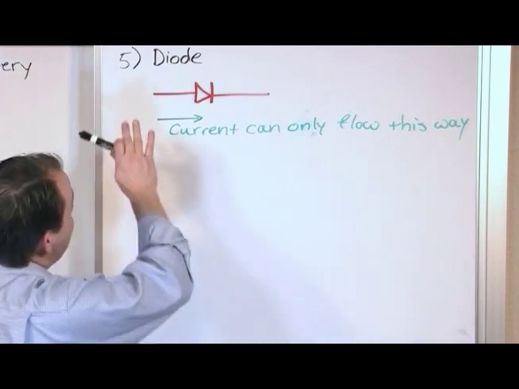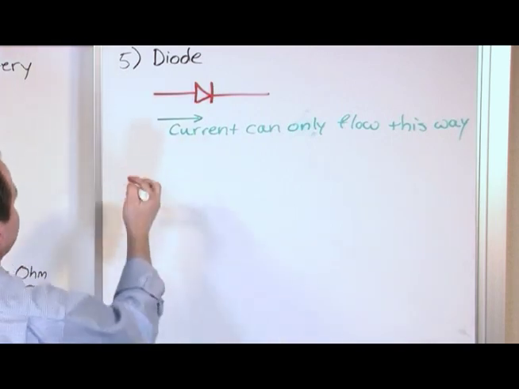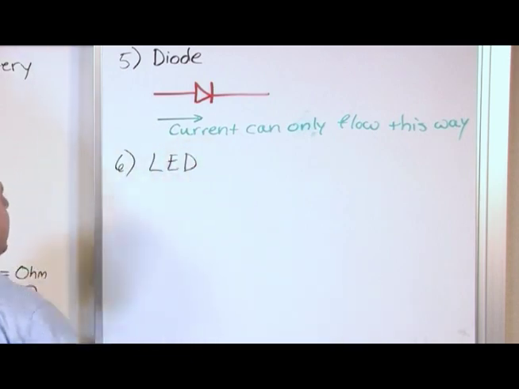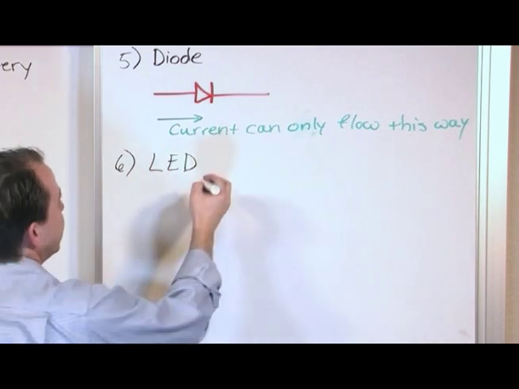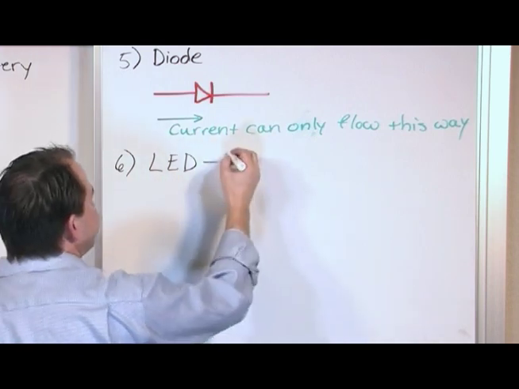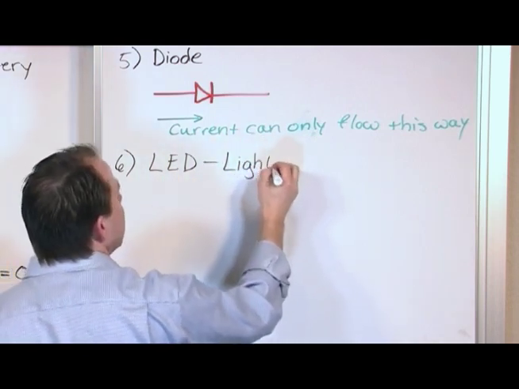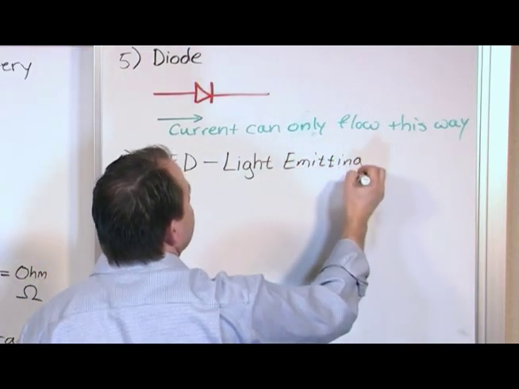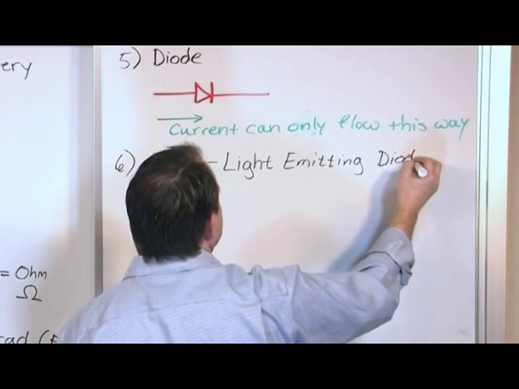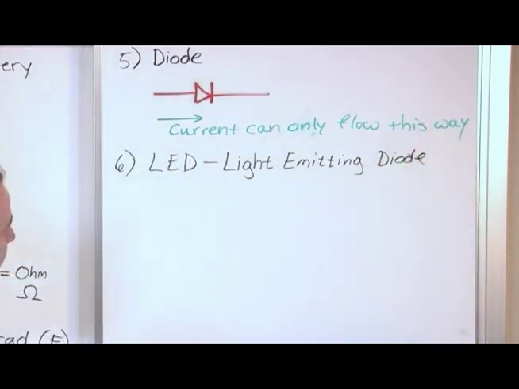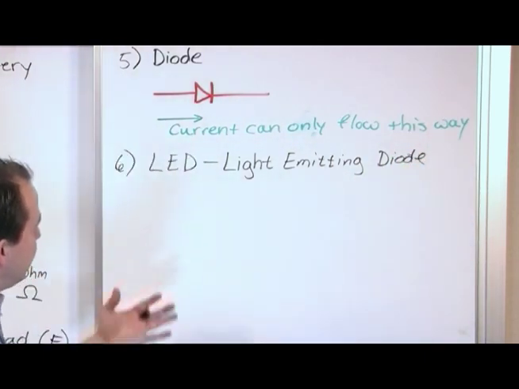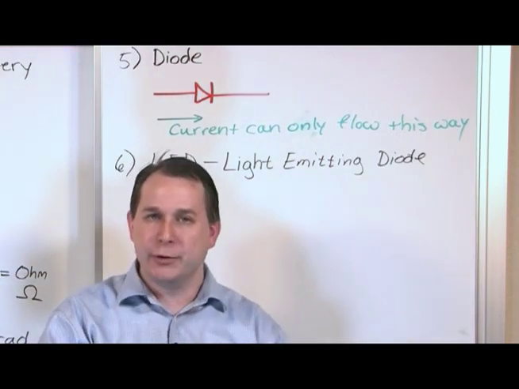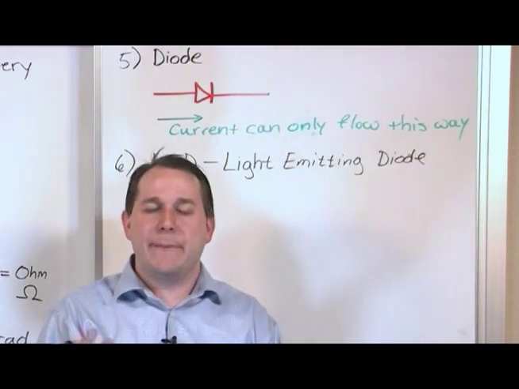The next guy after a diode that I know all of you have heard is called an LED. Lots of people have heard of LEDs, but not as many people know that LED stands for light emitting diode. So if you know that already, congratulations. But a lot of people do not know that LED stands for light emitting diode. So it's a diode, just like this one, that also happens to emit light.